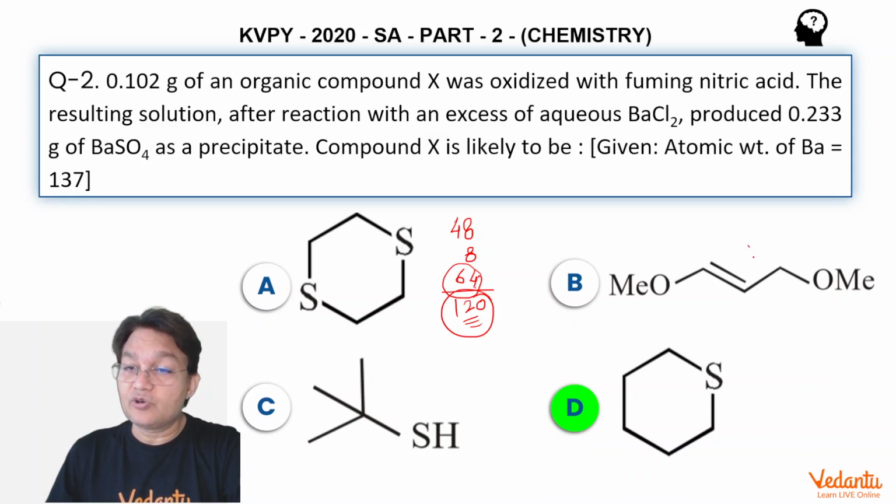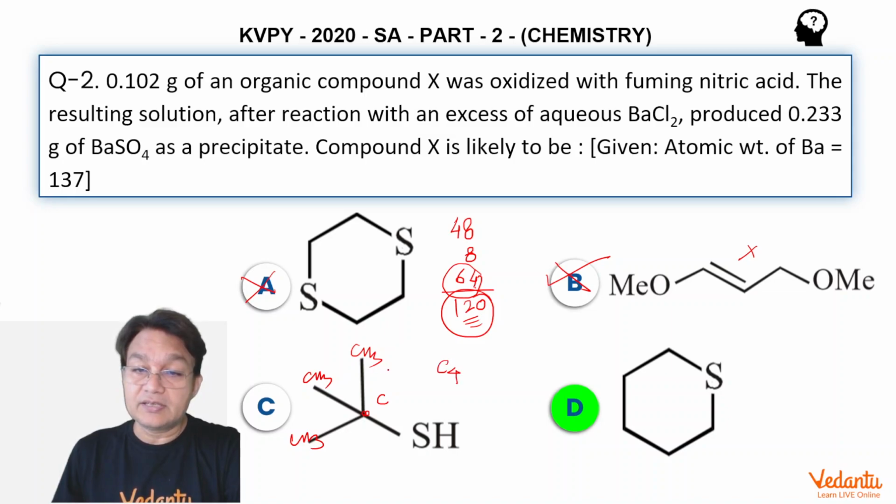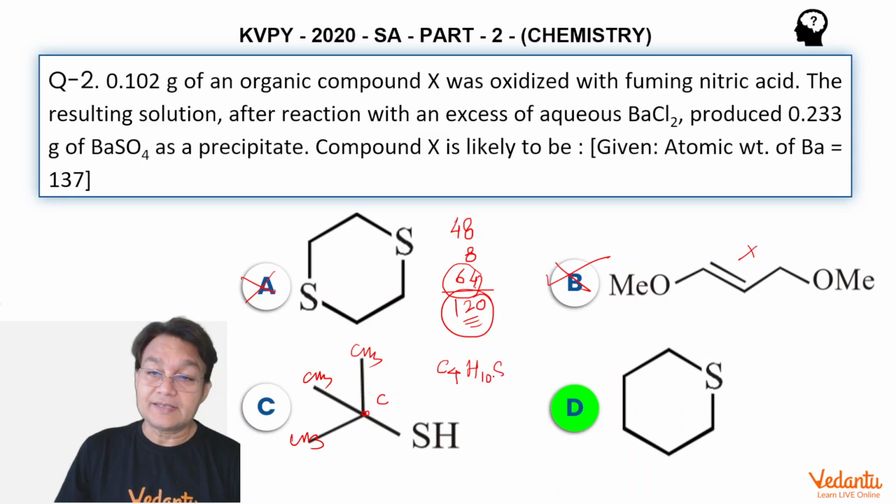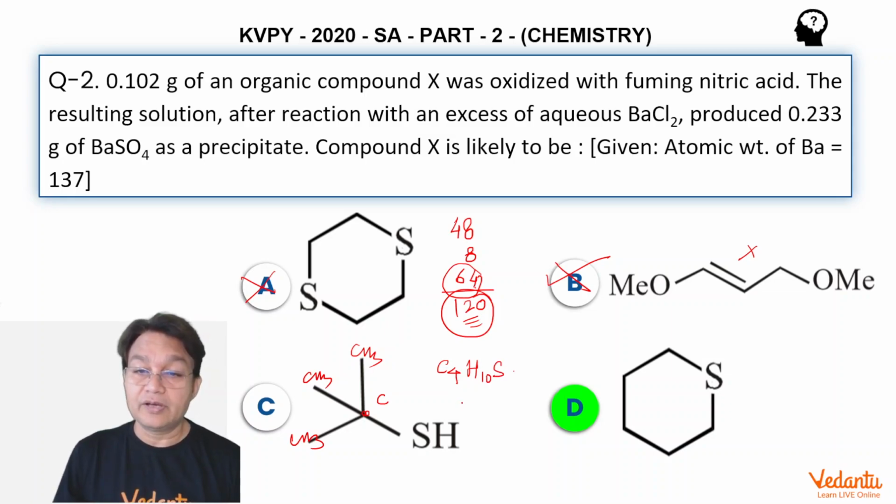And if we talk about this, that's not going to match either. B option could not be correct. A option has been ruled out. If we talk about this, we have carbon and then CH3, CH3, CH3 and CH3, which of course is C4H10, and this is S. So this is 48 plus 10 is 58, plus 32 is 90. So of course, ABC has been ruled out.